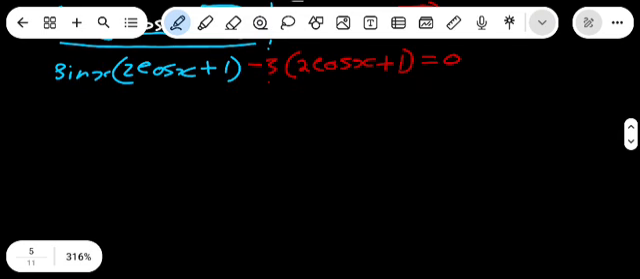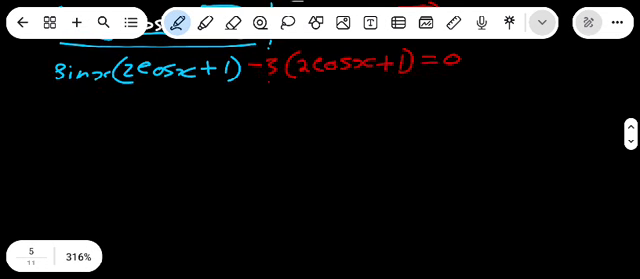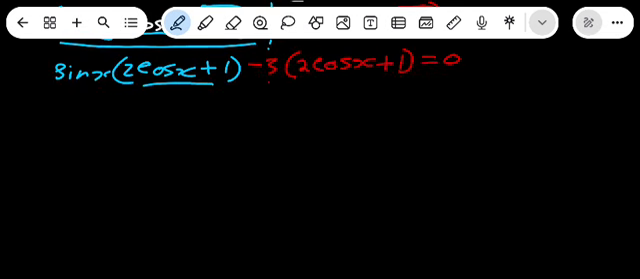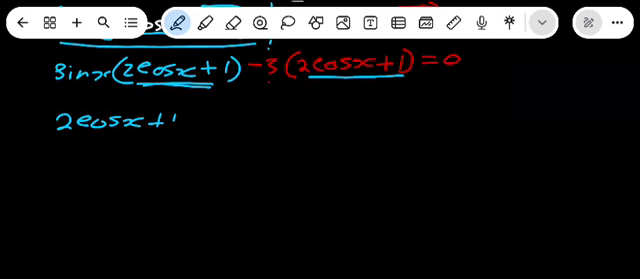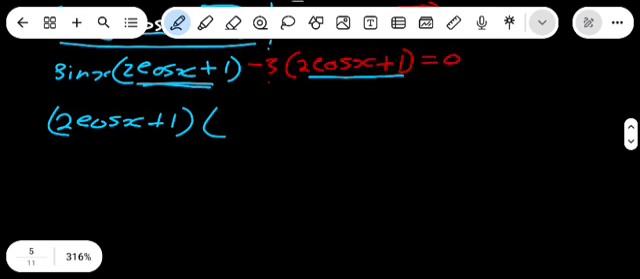Alright, as you can see, now this is factoring by grouping. If you don't understand, you can also take this as a common factor again. This thing is the same, 2 cos x plus 1. You can take it as a common factor. You'll be left with what? If you take that as a common factor, do not memorize, you're left with what? With sine x.